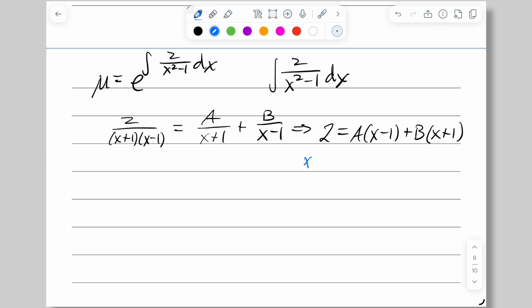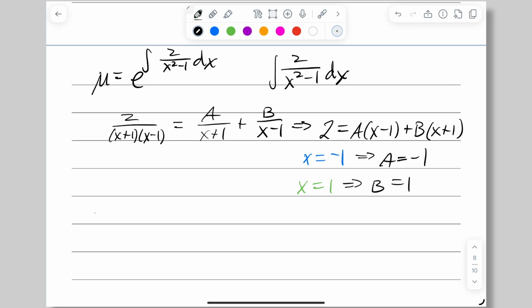For now, I'm going to say, if we let x equal -1, we're going to zero out the B term, and we'll find that A is equal to -1. If we then let x equal 1, we're going to zero out the A term, and we'll find that B is equal to 1. Mu then becomes e to the integral of, and I'm going to write down B over x minus 1 first, because A is negative. So we've got 1 over x minus 1 minus 1 over x plus 1 dx.